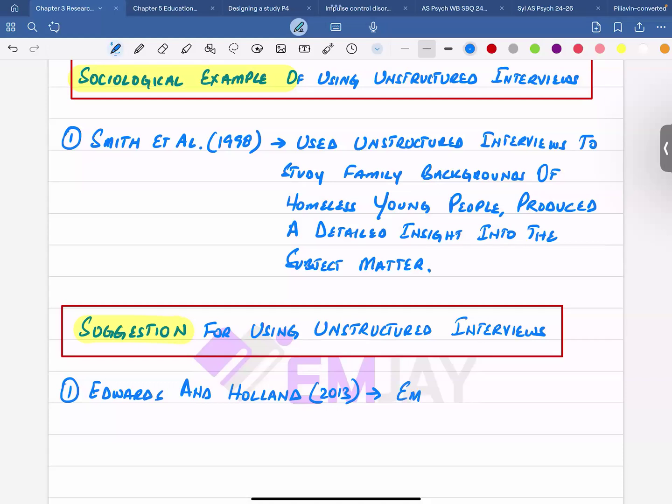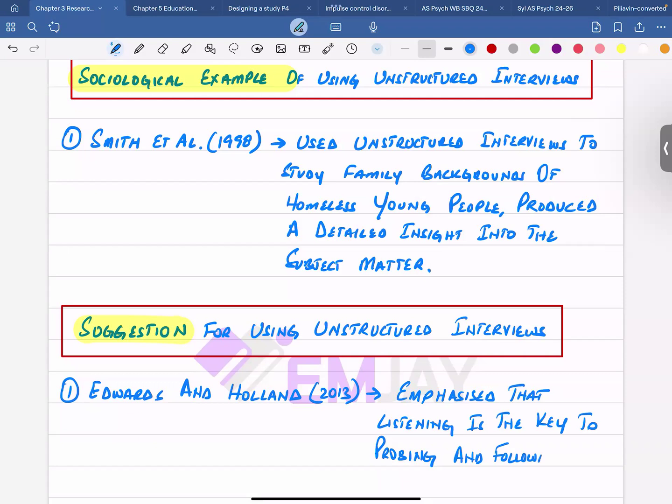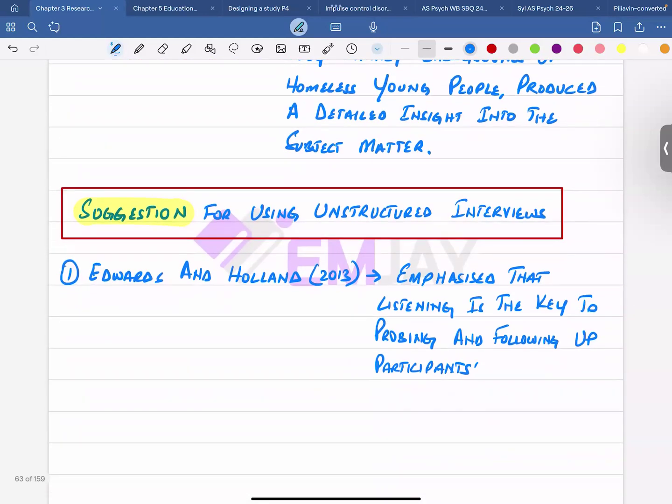Edwards and Holland emphasized that listening is the key to probing and following up participants. So the focus is on listening. In other words, allow the respondent to speak. Make the respondent or the interviewee feel empowered.